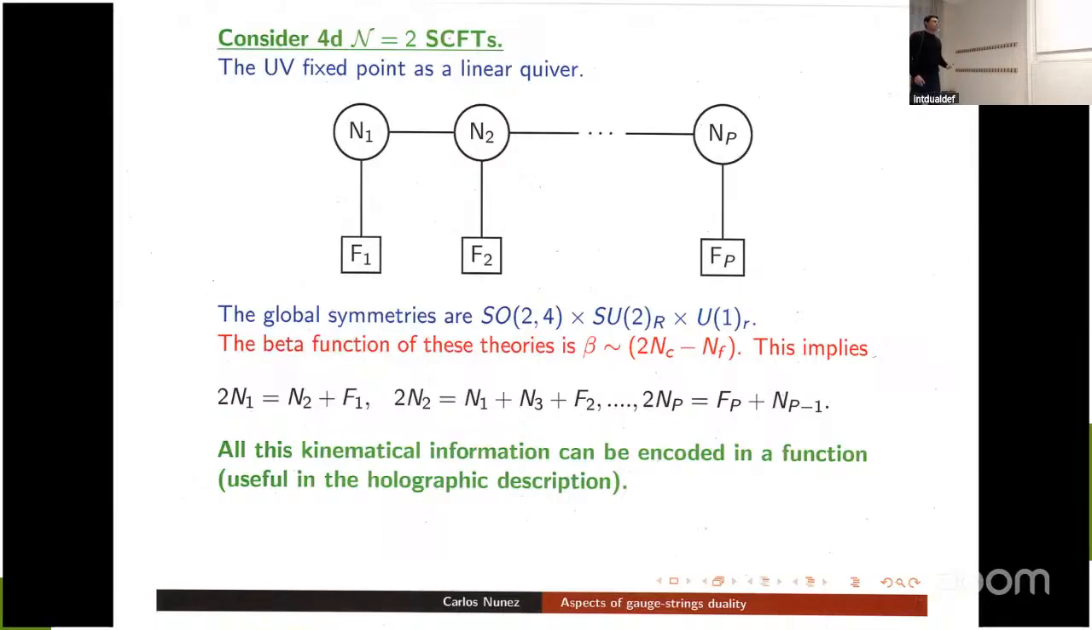So you see, maybe following Daniel's question, I might be interested in a theory with 1 gauge node and 1 flavor node. I will have to consider, and I can explain why, situations like this one, where I have what are called linear quivers. So gauge groups SU(N1), SU(N2) up to SU(NP), flavor groups SU(F1), SU(F2) up to SU(FP), some bifundamental matter joining the nodes, making the system a fully interacting system, and some fundamental matter joining with the flavor groups.